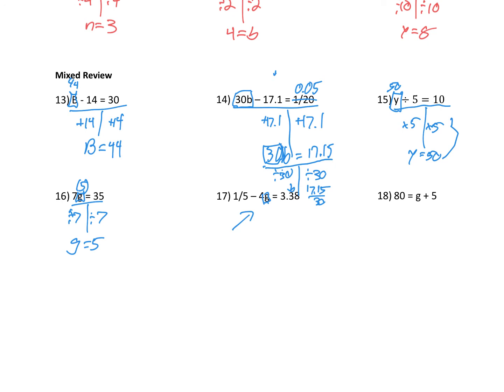Okay, the last one, 80 equals g plus 5. We want to get the g by itself, so let's subtract 5 from both sides using the additive property of equality. We can plug 75 in here for g to make sure it works. All right, there you have it. Good job.